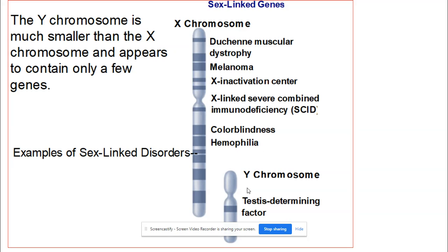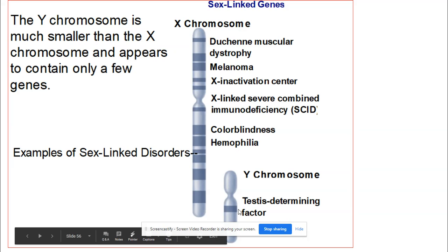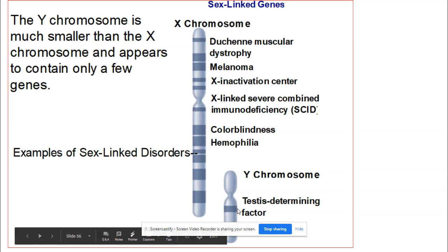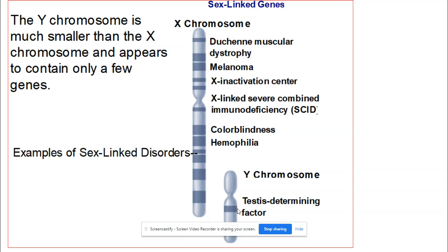But anyways, the one thing that the Y chromosome does have is a gene that's called the testes determining factor. And that gene obviously determines that testes are going to be created. And so remember, testes are the male organ that produces testosterone, and that's where sperm are made. So males have that chromosome instead of having another X chromosome.